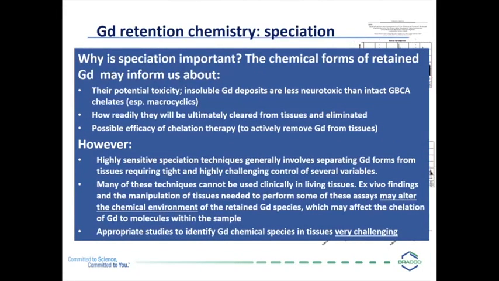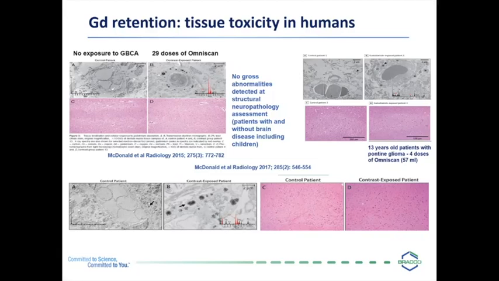Well, first of all, because it can inform us about potential toxicity of different species that might be different. Second, different species may be more efficiently cleared from different tissues. Third, depending on the nature of the species identified, we may gain clues about potential efficacy of chelating therapy. Unfortunately, speciation is a technically challenging analysis, particularly because it cannot be done on living tissue, and the manipulation of the tissues needed to perform some of these assays may alter the chemical environment of the retained gadolinium species, which in turn may affect the final results on the individual samples.